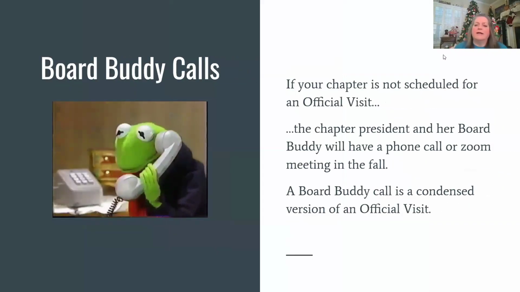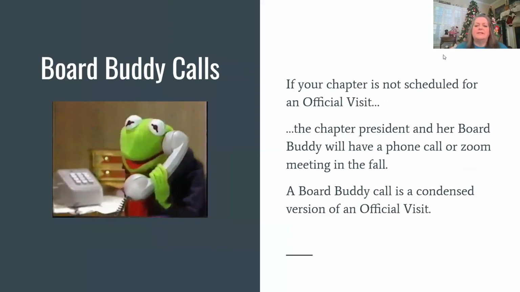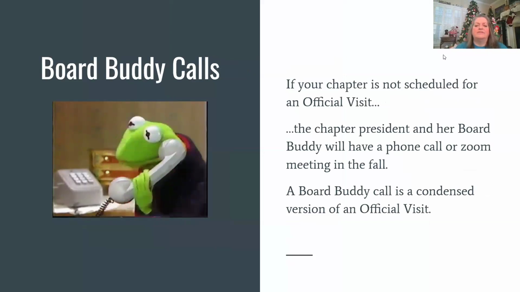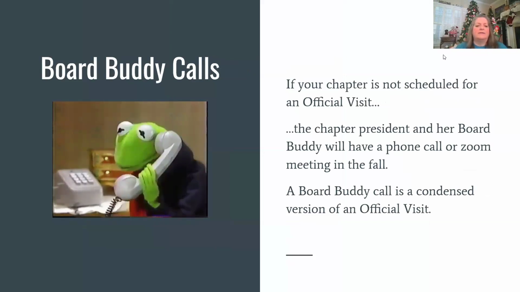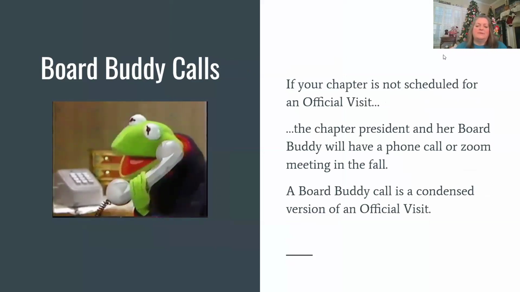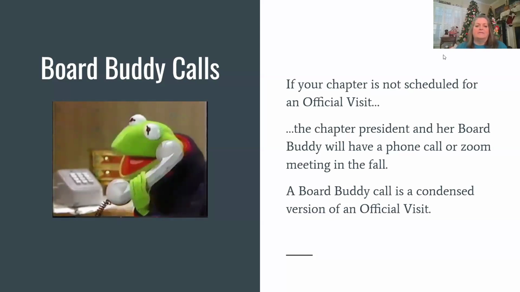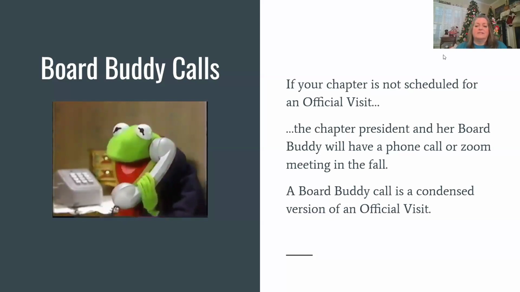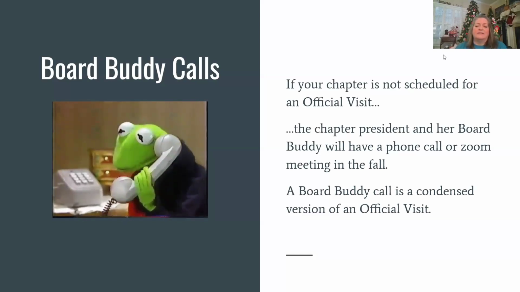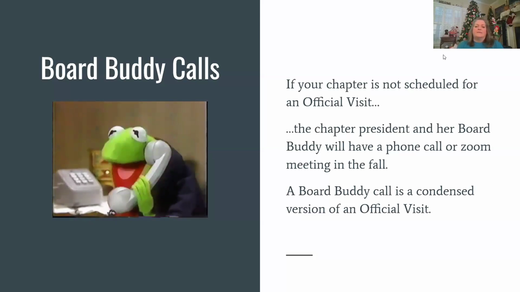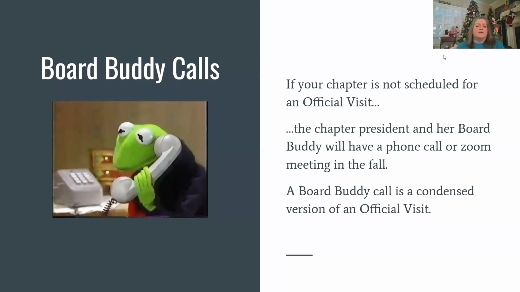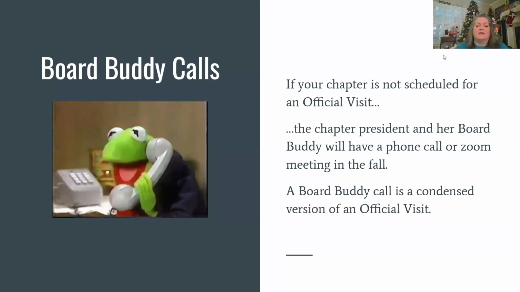Board buddy calls. So if you're not getting the official visit, you're going to get a board buddy call. The chapter president and the board buddy will have a Zoom call or a phone call in the fall. It's sort of a mini official visit. Again, it's just to check in and to give a one-on-one opportunity with a state board member to just make sure you're going to be successful. That's all that we want for you guys is success. But if something's not going well, we need to know what that is so that we can help address it.